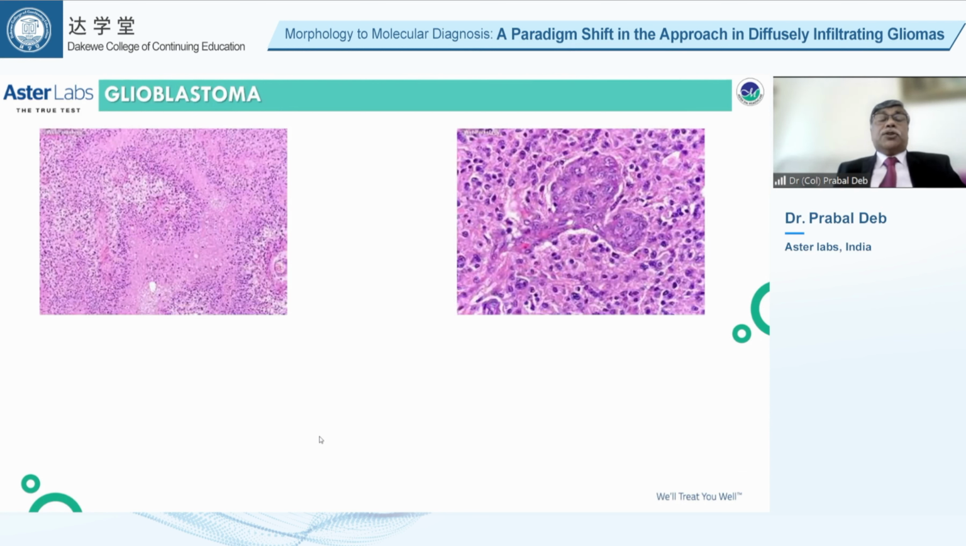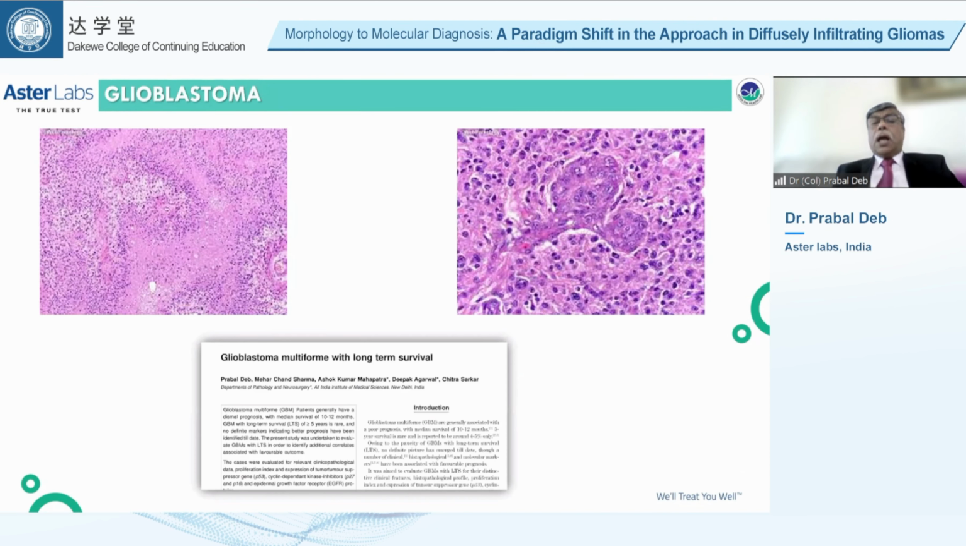Coming to glioblastoma, this is a characteristic palisading necrosis, pseudopalisading necrosis, and this is a vascular proliferation, glomeruloid proliferation, which is there. But way back in 2003-04, we did a study. We found that glioblastomas have long-term survival. We had patients who survived about 15 years also.